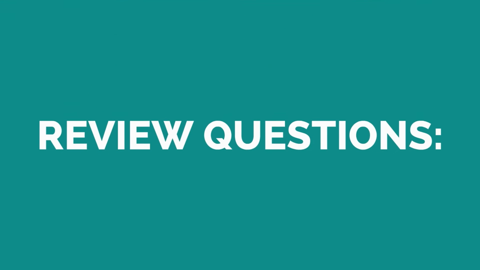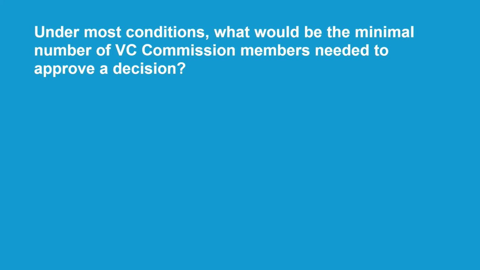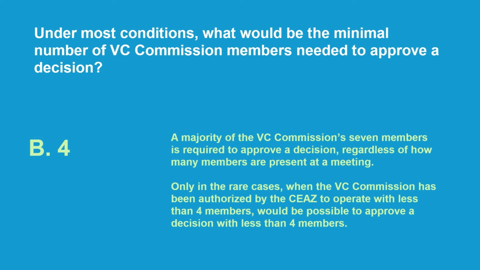Let's review. Under most conditions, what would be the minimal number of VC Commission members needed to approve a decision? A, 3, B, 4, C, 5, D, 7. The answer is B, 4. A majority of the VC Commission's 7 members is required to approve a decision, regardless of how many members are present at any meeting. Only in the rare cases, when the VC Commission has been authorized by the CEAZ to operate with less than 4 members, would it ever be possible to approve a decision with less than 4 members.